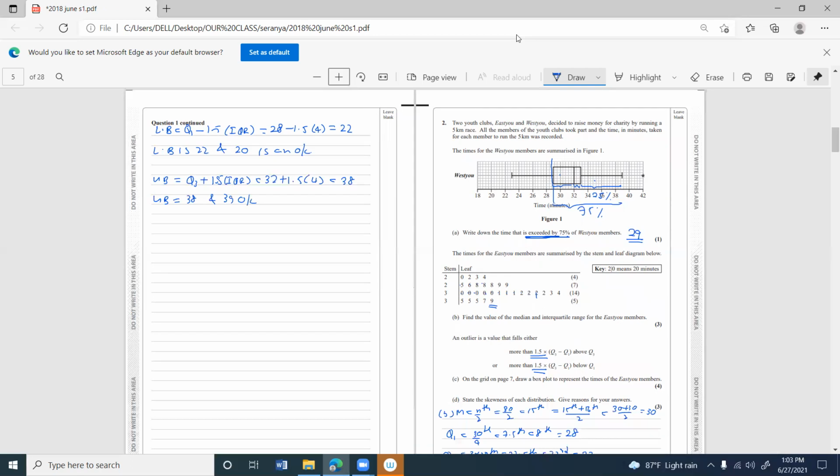Then sketch, sorry, on the grid on page 7, draw the box plot. So you can draw the box plot over here on page 7.